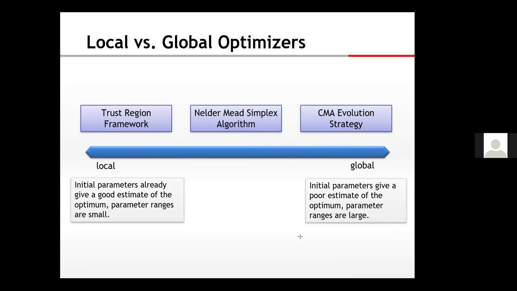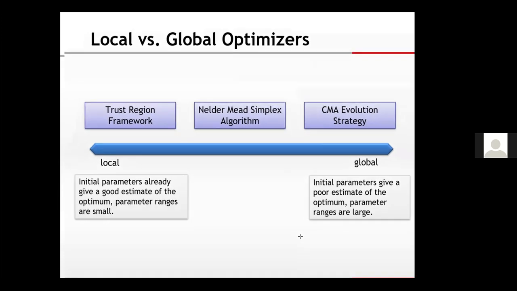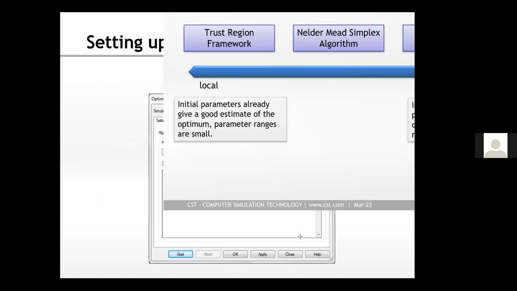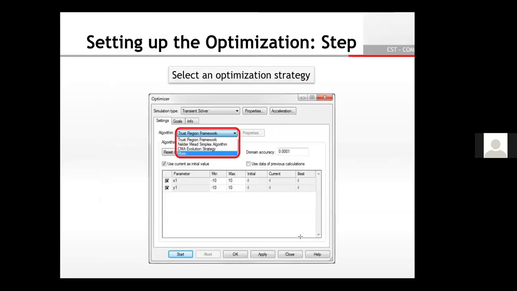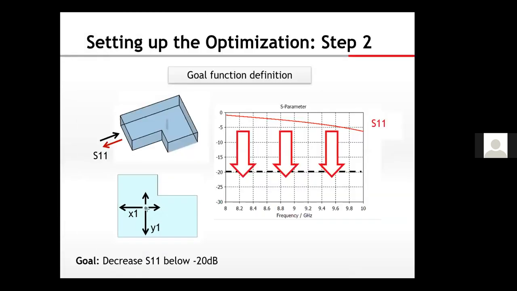Let us suppose you have designed this post location here, and you know that your result is fairly accurate, but you need to further refine it. Then you should choose local optimize. The other guess, the extreme one, is: okay, this is my range, but I don't know where to put the X and Y1, though it should be within this range. Then you should go with global. So you should choose the optimization strategy very, very carefully.